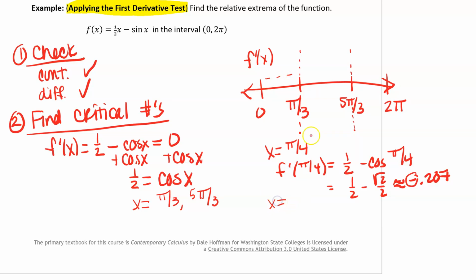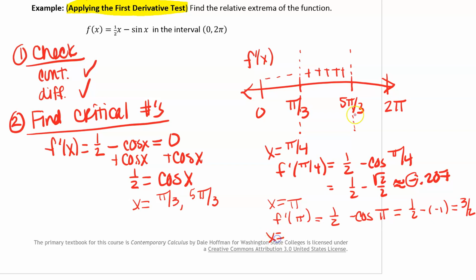And then I'm going to pick x to be a value between pi over 3 and 5 pi over 3. I'm going to pick pi. I just try to pick easy numbers for me to plug in. So it would be 1/2 minus cosine pi. So that would give me 1/2 minus negative 1, which is 3/2, just using my trig circle. But again, I'm more concerned that I got a positive 3/2 in there.